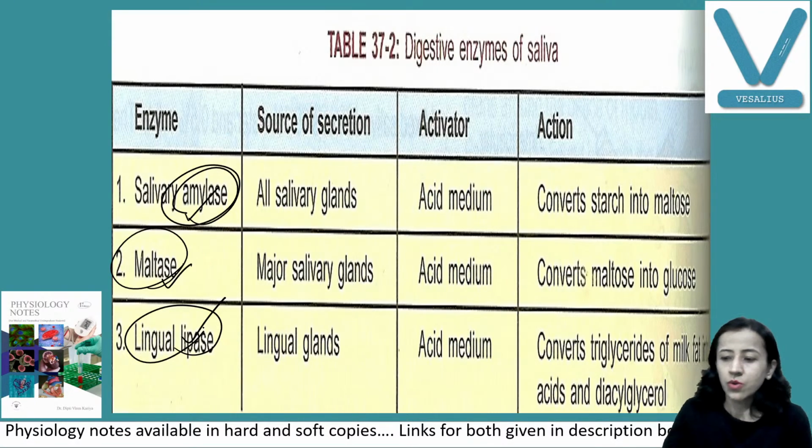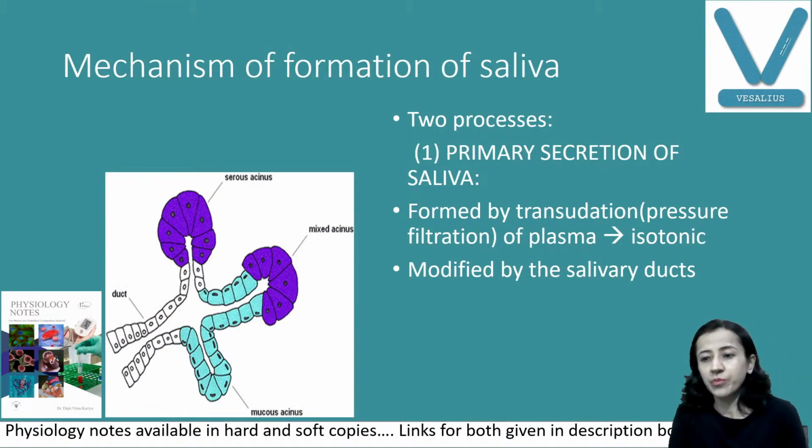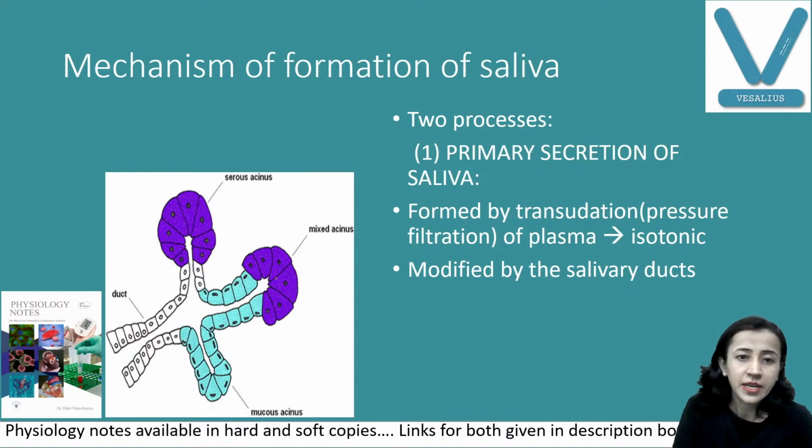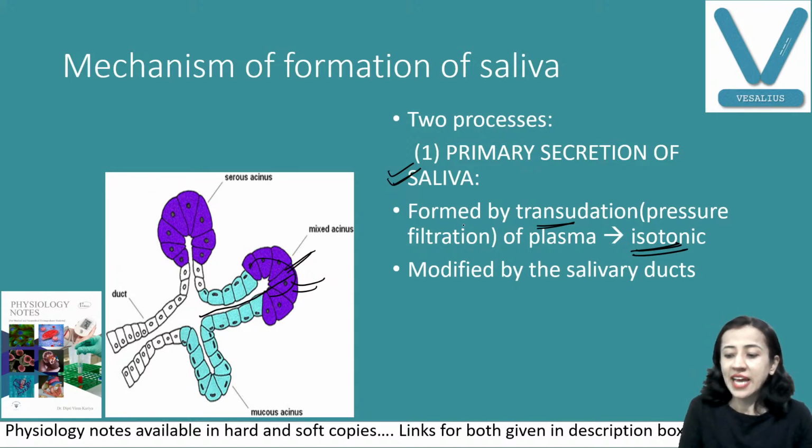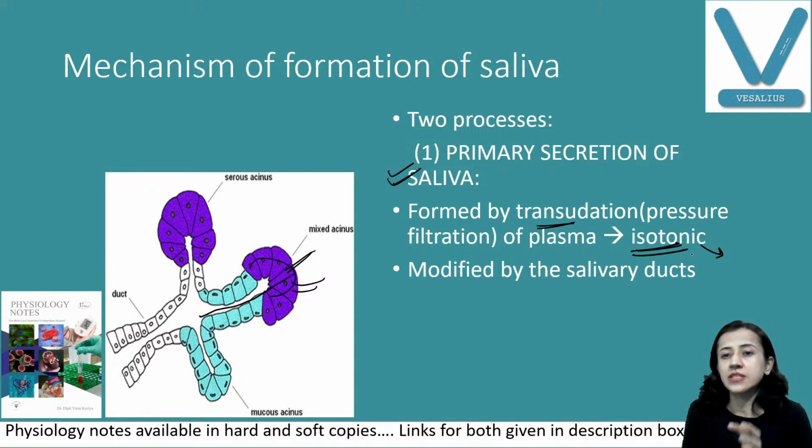Fine. Now, how is saliva formed? Formation of saliva has two processes. Number one is the secretion produced by the acini, the primary secretion of saliva. How is it produced? By transudation, filtration of protein. This primary secretion is the same as plasma, isotonic. Isotonic means the concentration, or tonicity, is similar to plasma.